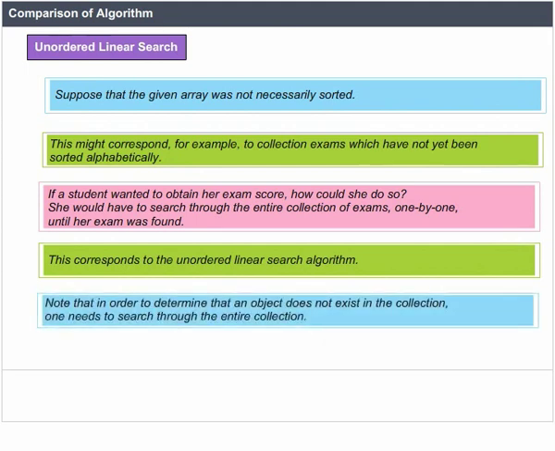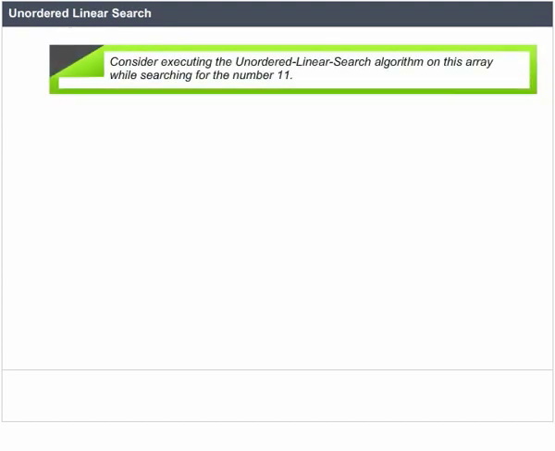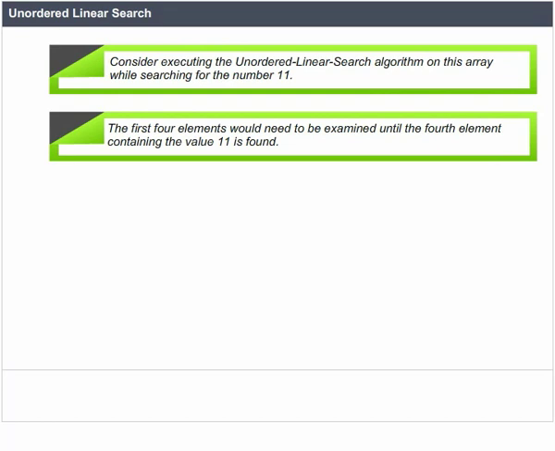Note that in order to determine that an object does not exist in the collection, one needs to search through the entire collection. Unordered linear search. Consider executing the unordered linear search algorithm on this array while searching for the number 11. The first 4 elements would need to be examined until the 4th element containing the value 11 is found.